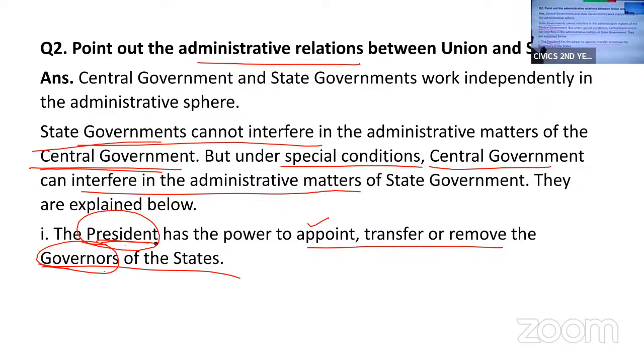He is appointing the governor. Then, transfer of the governors. The decision of transferring the governors is taken by the president, and the removal also. So here, the president, being part of the union government, is appointing, transferring or removing the executive of the state government. So the central government is interfering in the matters of state government.